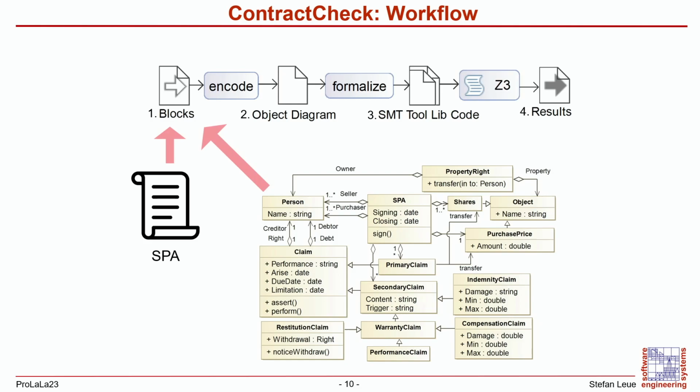We're translating these blocks into an internal representation. We're using UML object diagrams here, but this is not something the user needs to edit. This is done automatically. They represent an instance of a contract according to and consistent with this ontology. We formalize that in SMT-LIB code, we stick it into the Z3 SMT solver and depict results. I'll show you a few examples of how that is done.